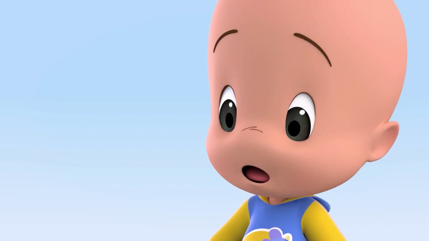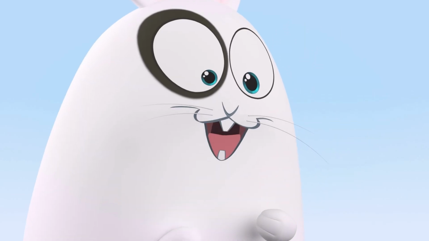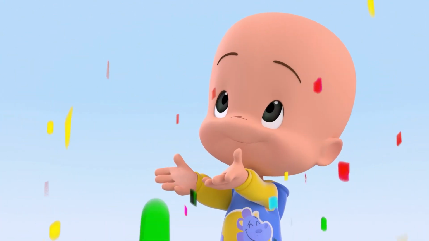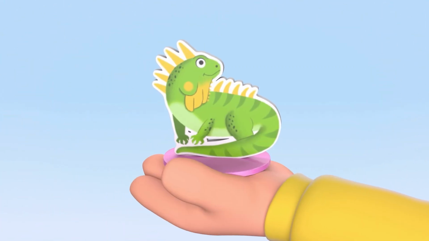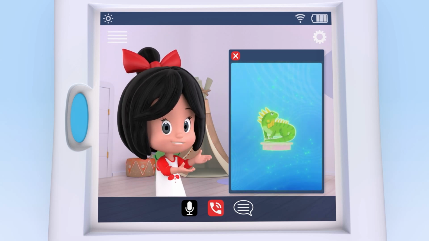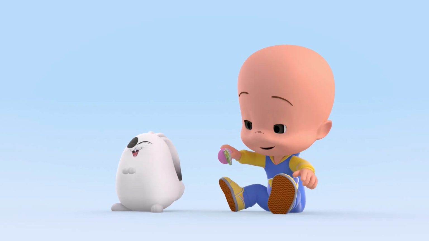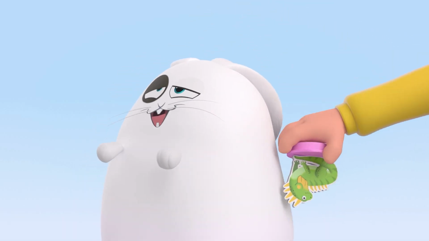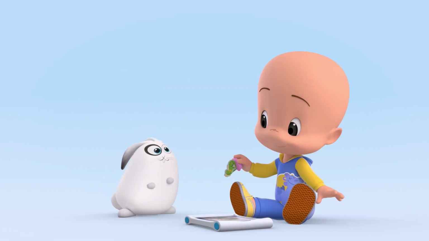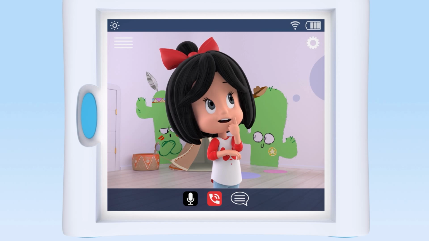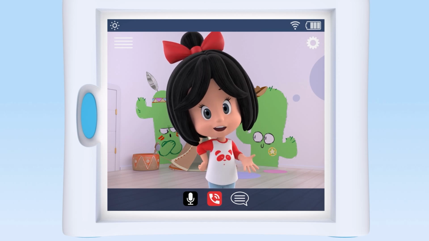I. Iguana. Good, Cuquin. Yes. I is for iguana. Let's see. What animal begins with the vowel O?